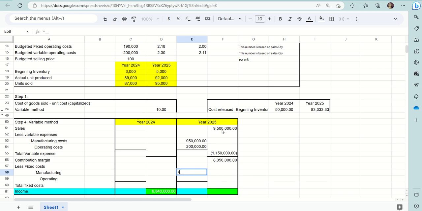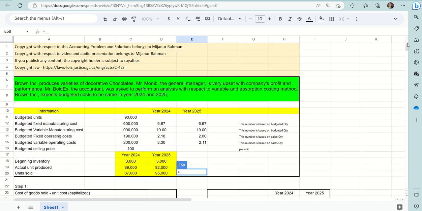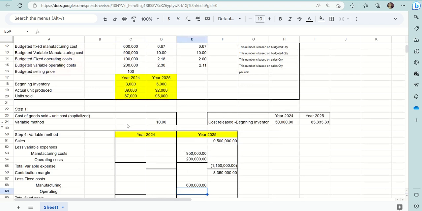We're going to move to manufacturing costs. What is our manufacturing costs? Remember, the absorption and variable costing methods are the only difference with respect to fixed costs. So keep in mind, the variable method dumps in all the fixed cost. So we could just simply dump in the fixed cost here. What is our fixed cost? And we're finding out with respect to manufacturing. So the manufacturing fixed cost, we have 600,000. We're going to dump that in there.